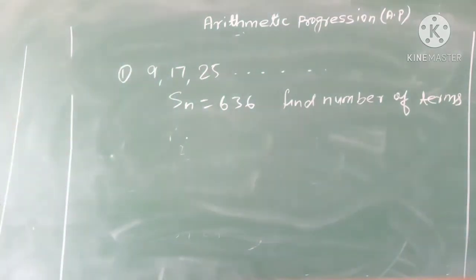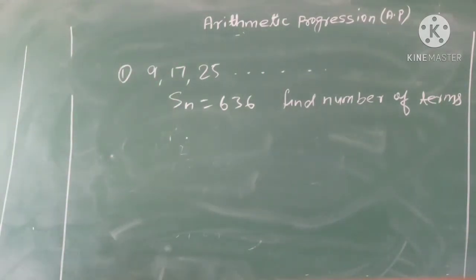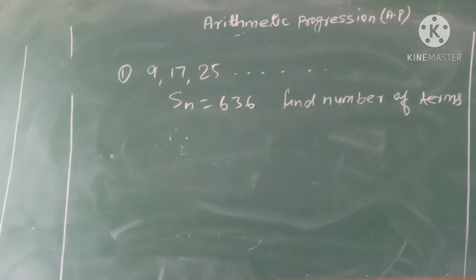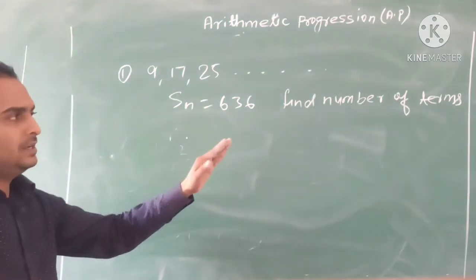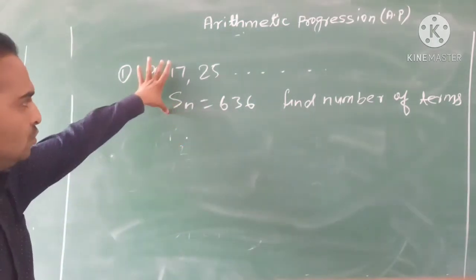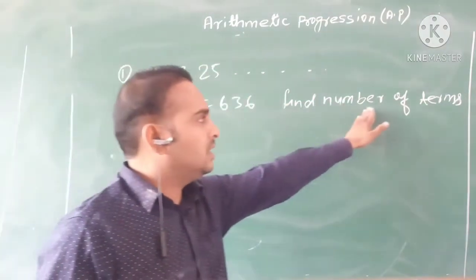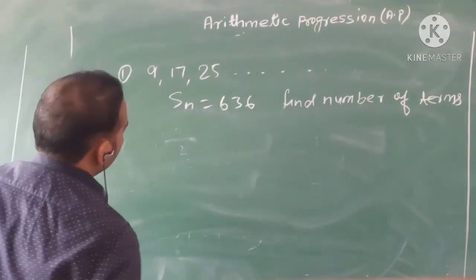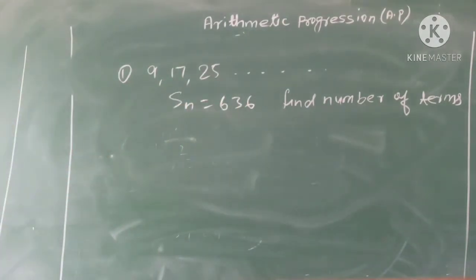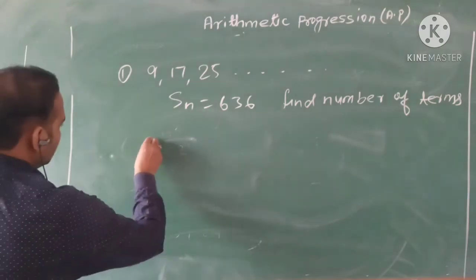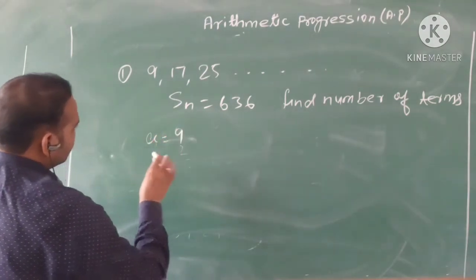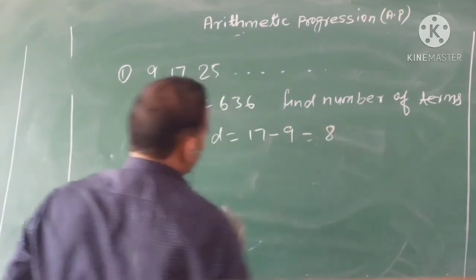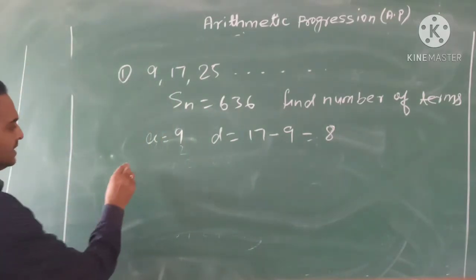Look, first of all we should write what is given and what to find. I have written these two things are given and we have to find the number of terms. Now, in this AP, it is said that this is in AP, so the first term is 9, and the common difference is 17 minus 9, that is 8.